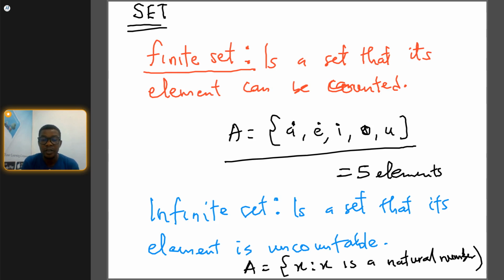A is a set such that X is a natural number. In mathematics, natural numbers start from 0. So we are saying we want to have a count of all the numbers we have in this life. That is not countable. If I pick from 0, 1, 2, 3 up to 1 million, we still have values after 1 million. We have billion, we have trillion. After trillion, we still have another value again. So natural numbers are not countable.